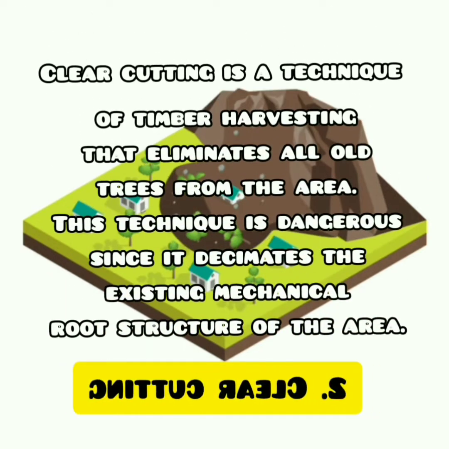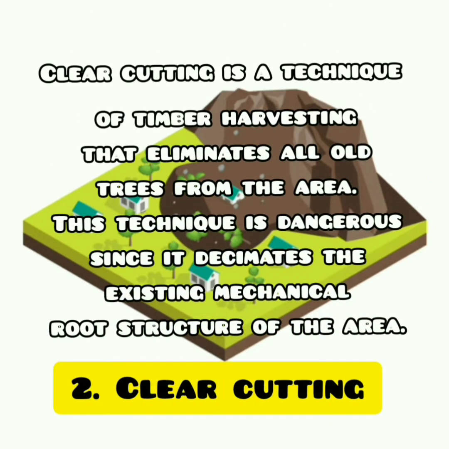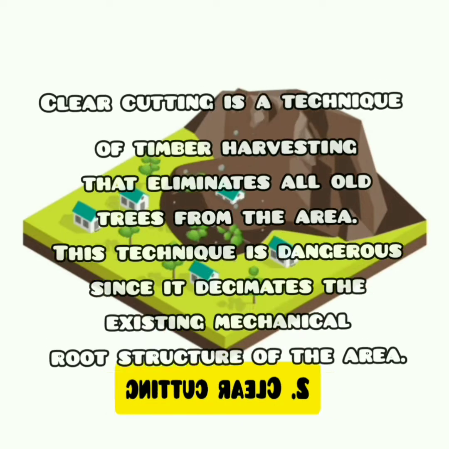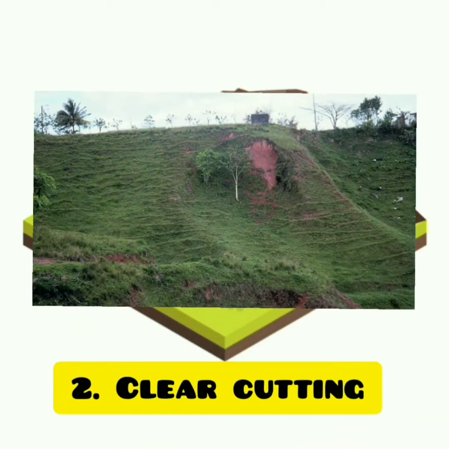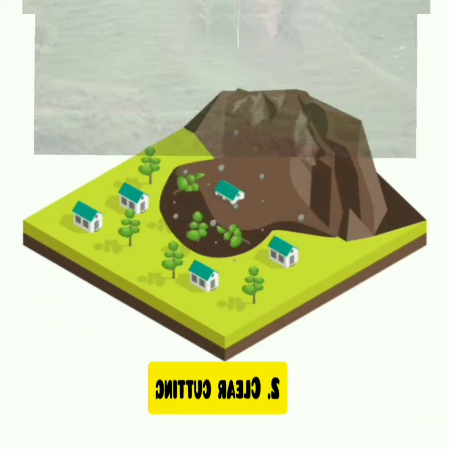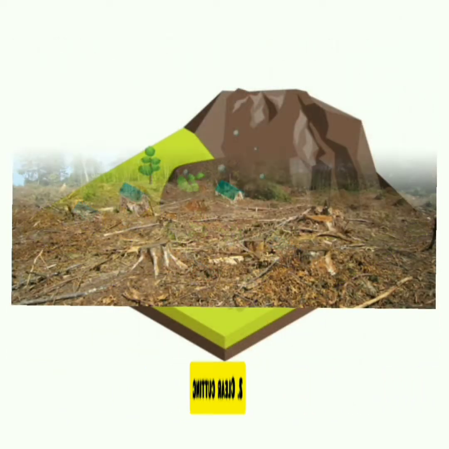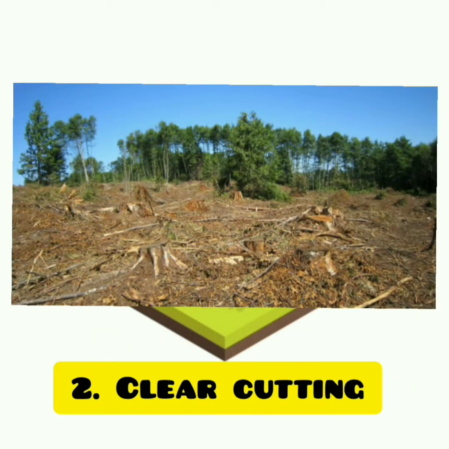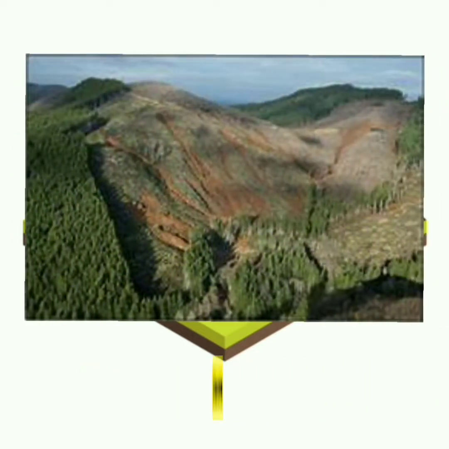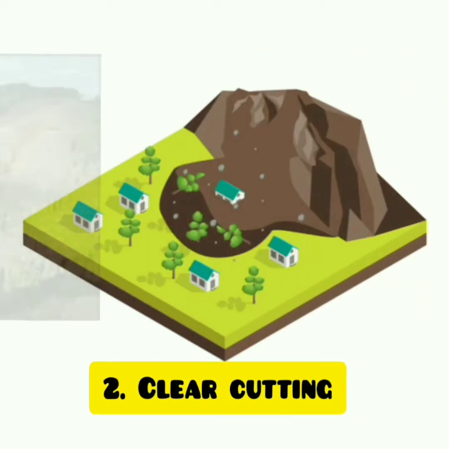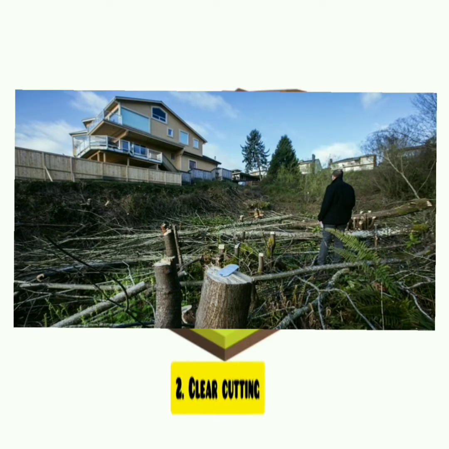And the last of human causes of landslide is clear cutting. Clear cutting is a technique of timber harvesting that eliminates all old trees from the area. This technique is dangerous since it damages the existing mechanical root structure of the area.